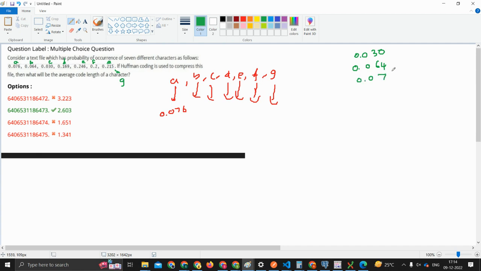Then 0.076, and then we have 0.169, then 0.2, then after that 0.215 and 0.246. Finally, 1, 2, 3, 4, 5, 6, 7.